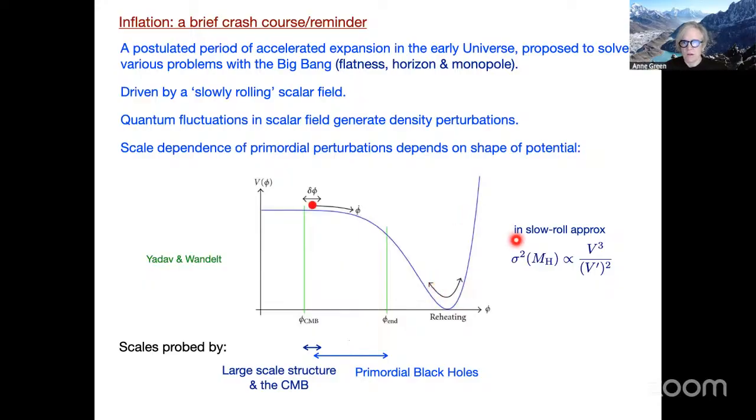And in the slow roll approximation, the mass variance squared, i.e. the square of the typical size of the perturbations, is related to the potential and its slope by this expression here. And so the scales that are probed by large-scale structure and the CMB correspond to a relatively narrow region of the potential, whereas large PBH-forming fluctuations could, in principle, form across a much wider range of the potential.